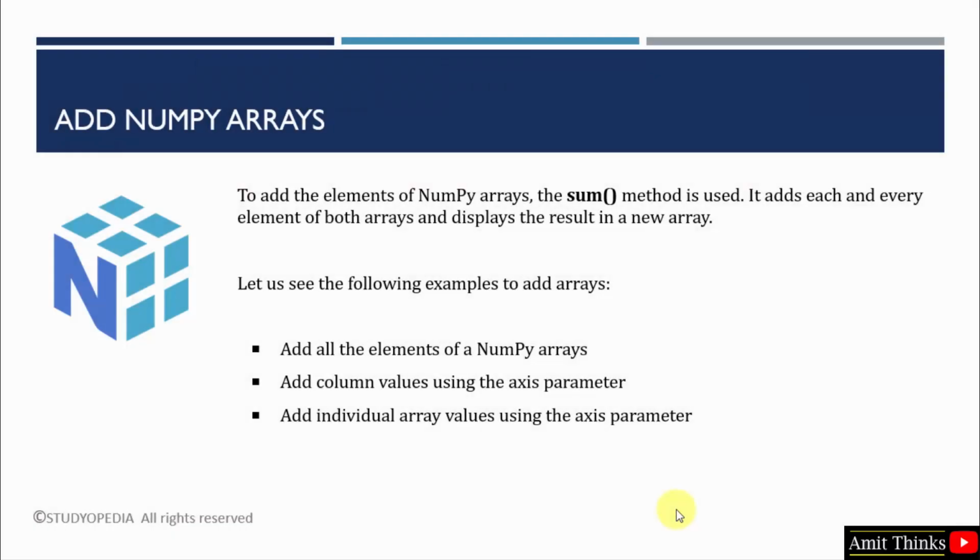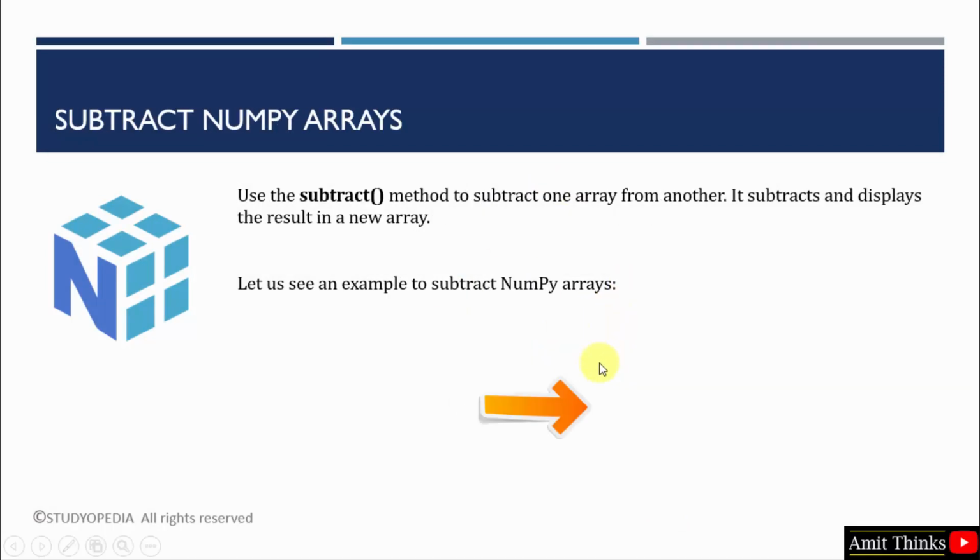So guys, we saw how we can add NumPy arrays using the sum method with 3 examples. Now we will learn how to subtract NumPy arrays using the subtract method. It will allow you to subtract one array from another, and the output will be displayed in a new array. So let's see an example.